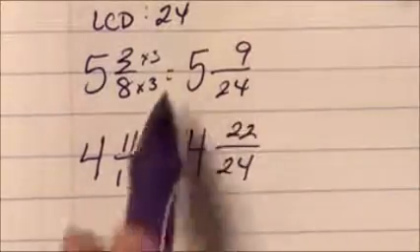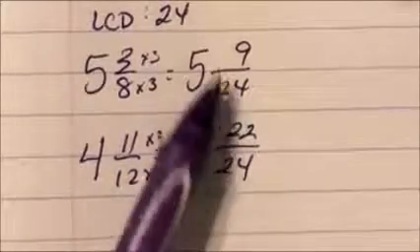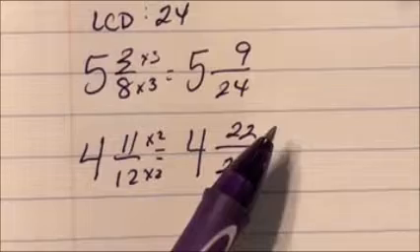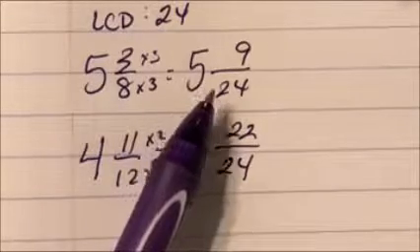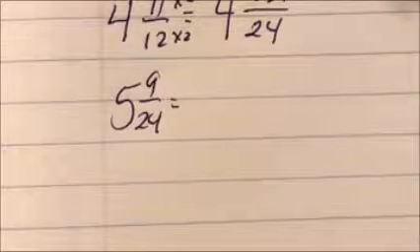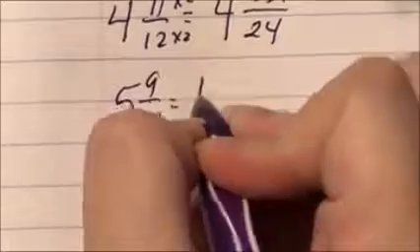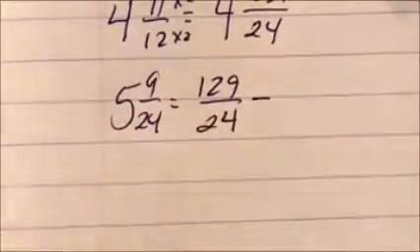Now I can subtract. Notice 9 and 22, I can't actually subtract them. So I can do one of two things. I can change them so they're improper fractions, or I can borrow. Let's go ahead and change them so they're improper fractions. So 5 and 9/24ths: 24 times 5 gives me 120, plus 9 is 129. So 129/24ths.